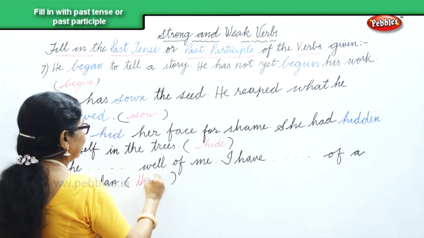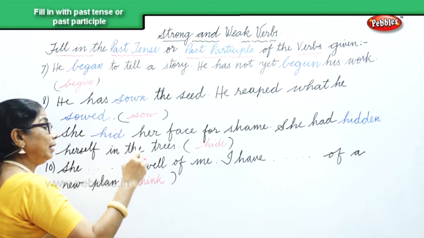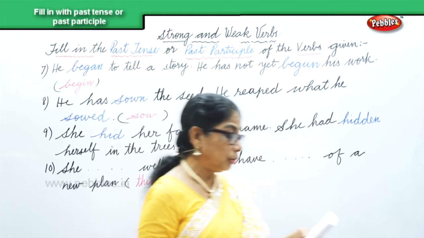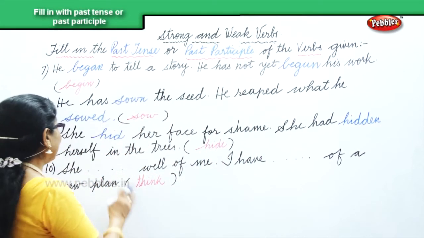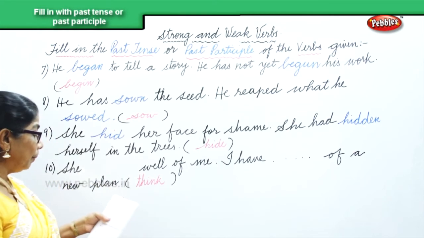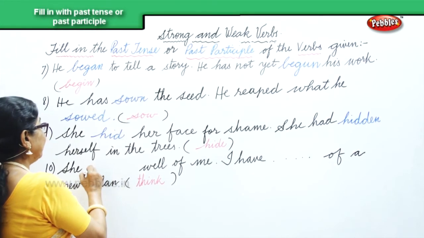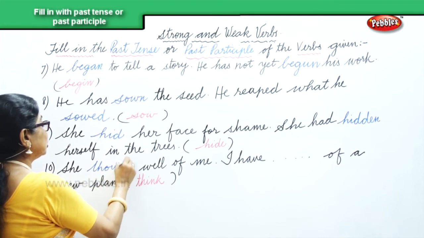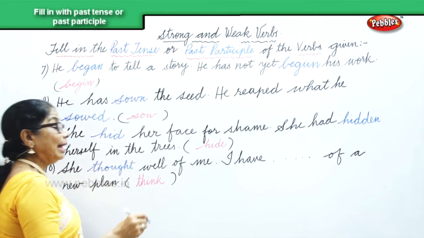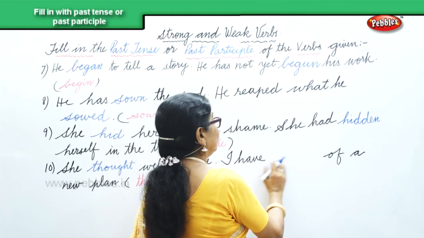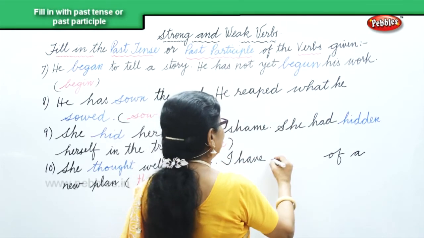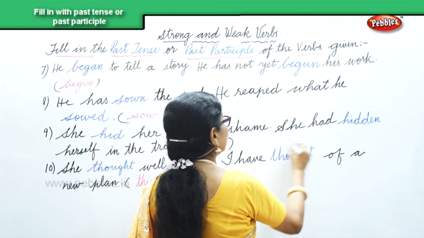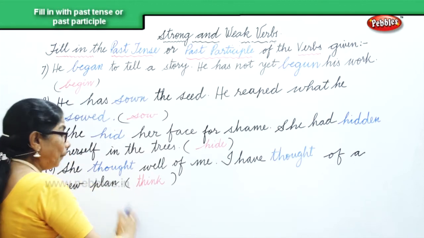And the verb in the present tense I'm giving you is think. Think, that's the present tense. Past tense, thought. And in the past participle also, thought only. Now, she thought well of me, and I have thought of her. So both past and past participle have the same spelling. I have thought of a new plan.